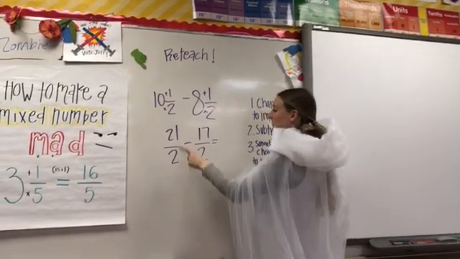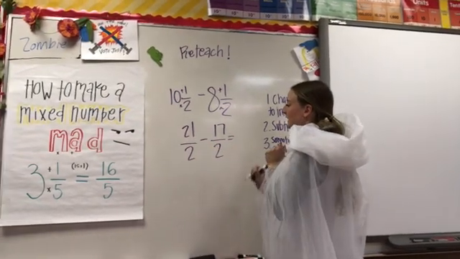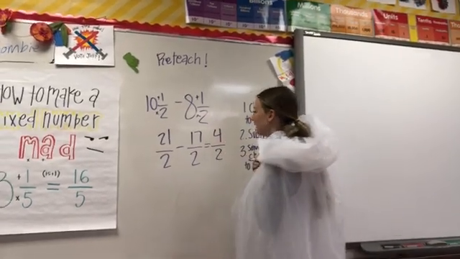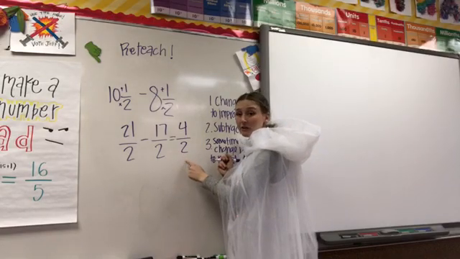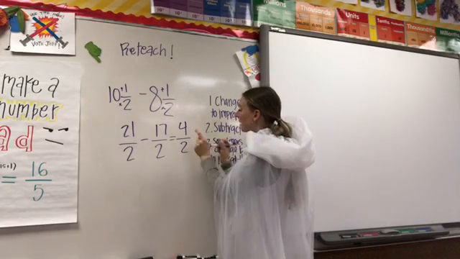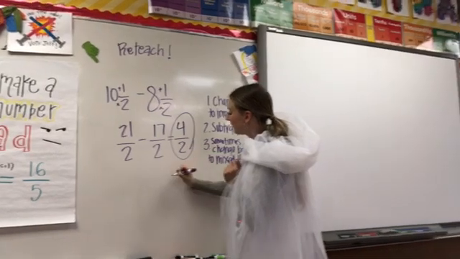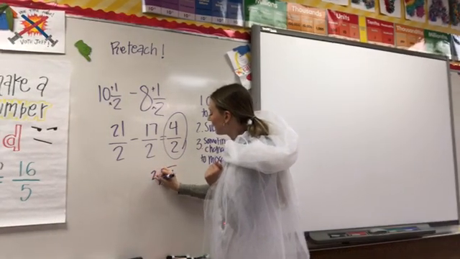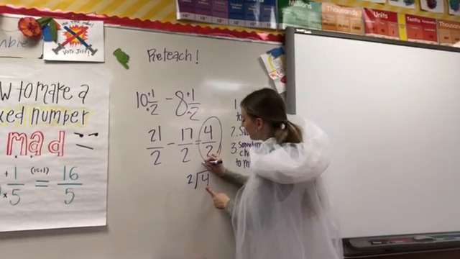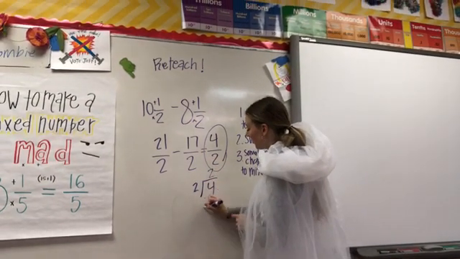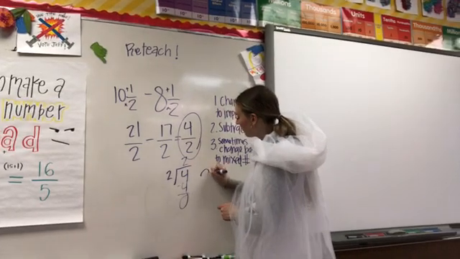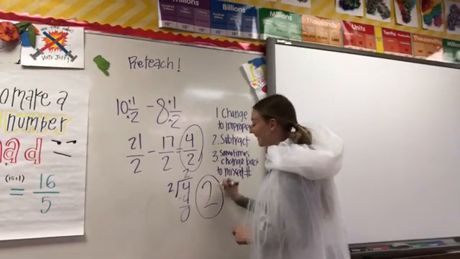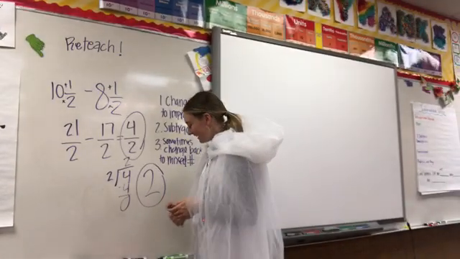All right, so now we subtract. 21 minus 17 would give you 4 over 2. Okay, we can't leave 4 over 2 as an improper fraction, so we need to change it into a mixed number. So 4 divided by 2. 4 goes on the inside, 2 goes on the outside. 2 goes into 4 twice. 2 times 2 is 4, remainder 0. So my answer here is just 2. You could put 0 over 2, but that wouldn't make sense. So if you got 2, you got the pause problem right.